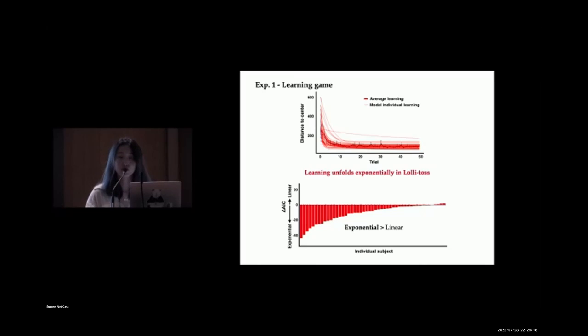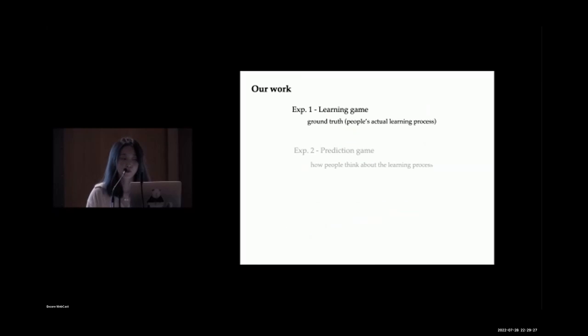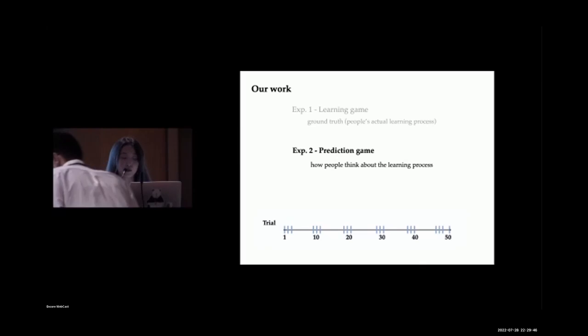data. So we replicated this result in our game Lollytoss, something that has been shown over and over again: that skill learning unfolds exponentially over time. Now that we have this ground truth, we're going to move to experiment 2, where we look at how people think about learning. Instead of asking participants to predict all 50 trials, which could be quite a tenuous process, we asked participants to predict a selected number of trials that's evenly placed across 50 trials.